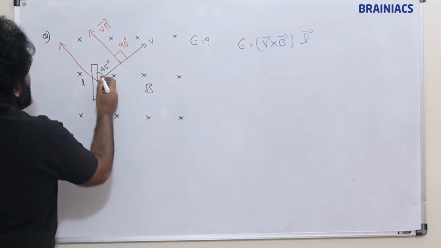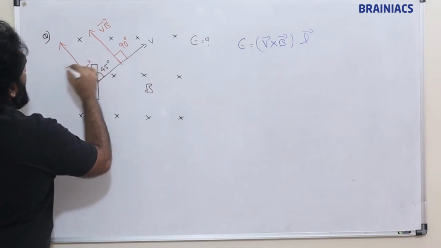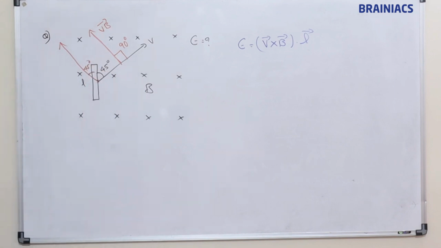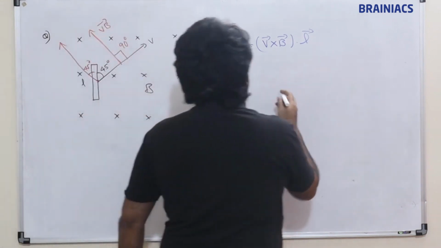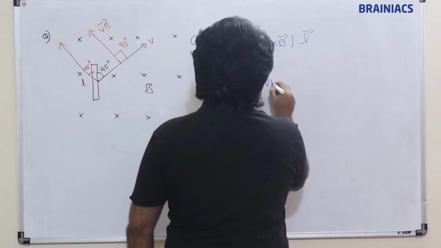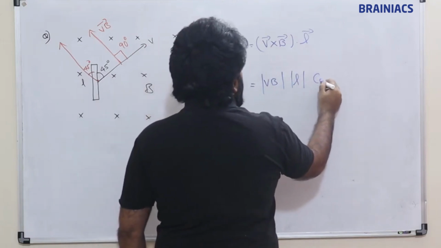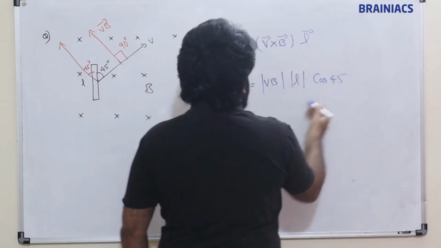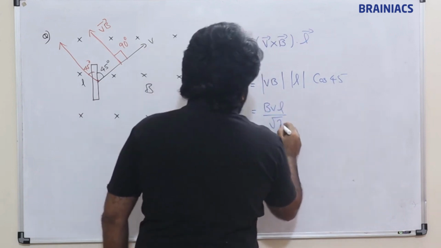So here this is 45 degree. Then what about this? This is also 45 degree. Correct or what? So it makes 45 degree with the L vector also. So this is going to be magnitude of VB, magnitude of L, and this is cos 45. So BVL by root 2.